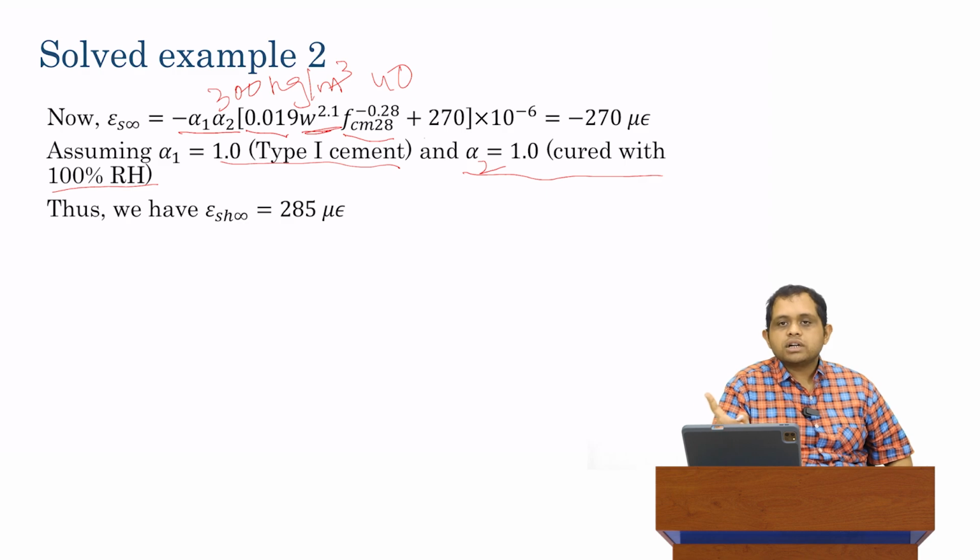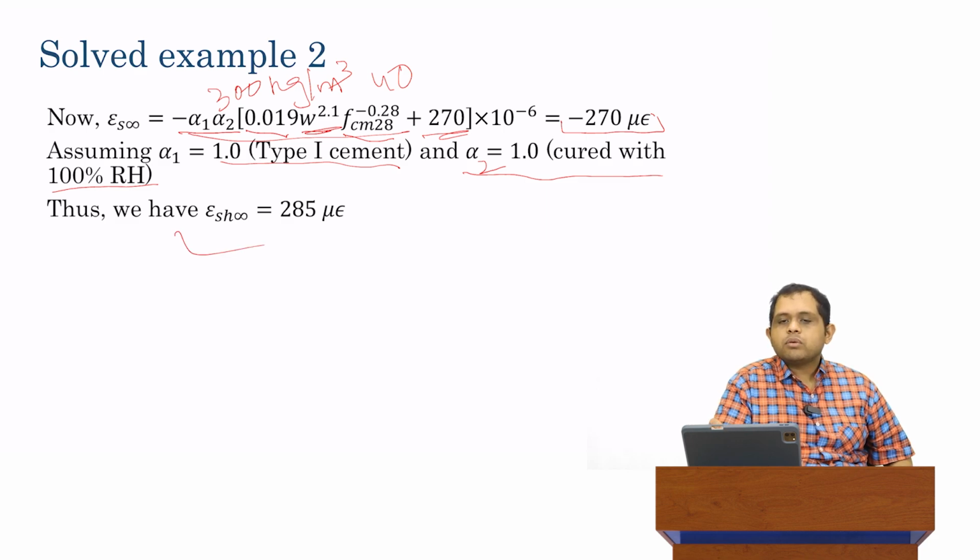Note, don't do any unit conversions. This FCM is supposed to be in megapascals. W is supposed to be in kilogram per cubic meter. Don't change the units when you're using an empirical formula of this nature. Plus we've got 270, which is a constant. This then gives us that the solution, this entire term actually turns out to be very small. So finally what we get is epsilon S infinity is minus 270 microstrain.